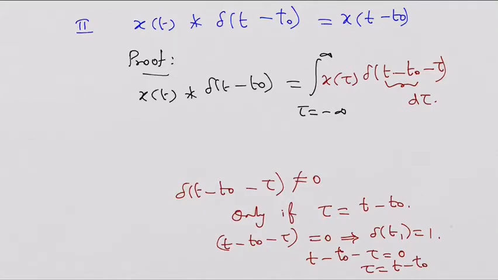So you can just see this is equal to simply x of tau, because it is non-zero only at the place where tau is equal to t minus t naught. So instead of writing like that, x of t minus t naught. The property of impulse is over. Shall we go to the next one?